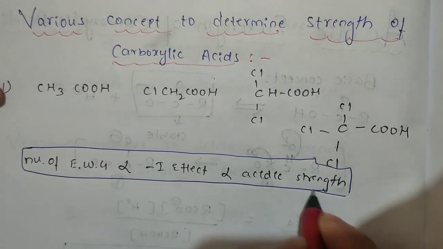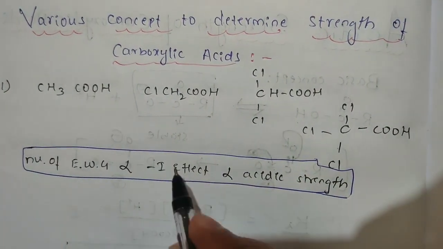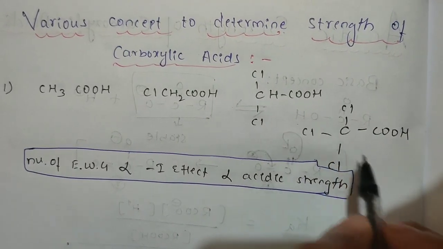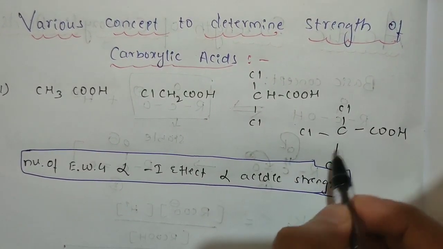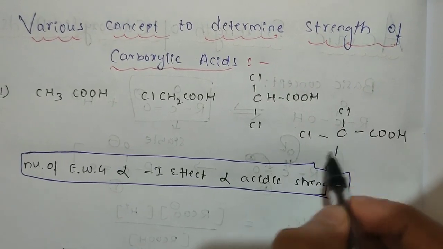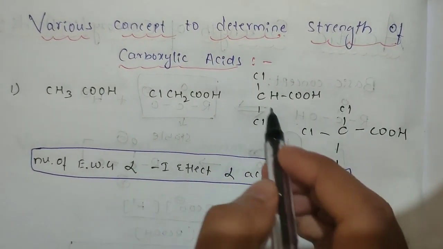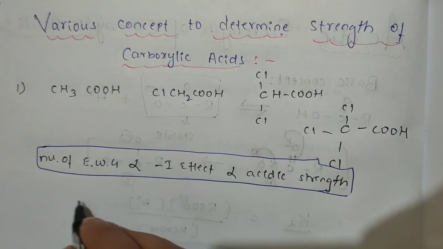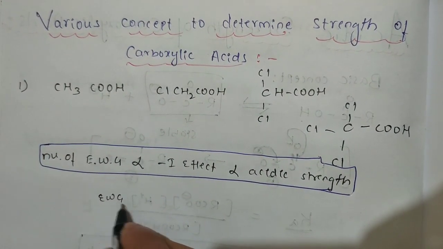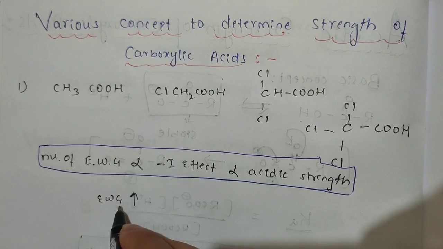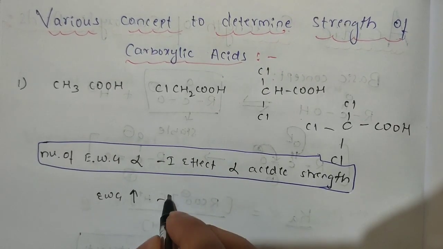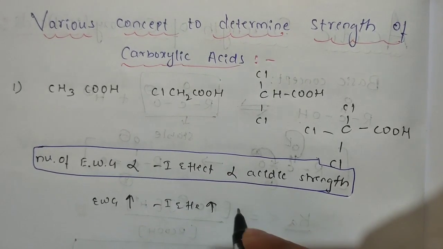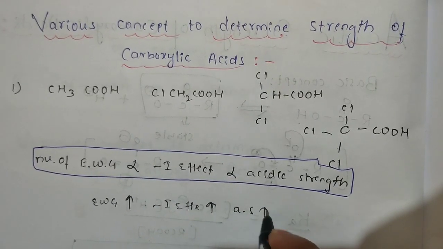You check where the electron withdrawing groups are present in the given example. I am going to look at the last one. Here 3 electron withdrawing groups are there, I mean electronegative atoms are there, and here 2 electron withdrawing groups, here 1 and here 0. So what happens, as the number of electron withdrawing groups increases, the minus I effect also increases, and acidic strength also increases.